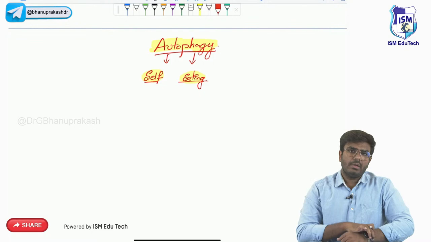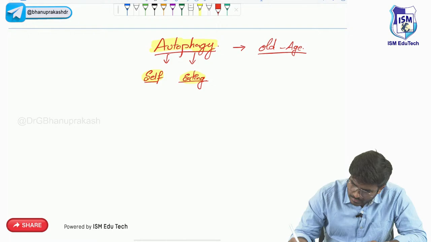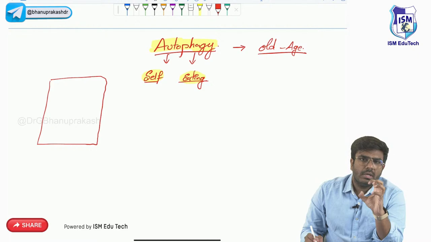You are going through old age. Now, there is this one cell which has lots and lots of mitochondria. For example, right now, a mitochondria is produced. Now, this mitochondria after certain days will become old, right? So, a mitochondria is becoming old.